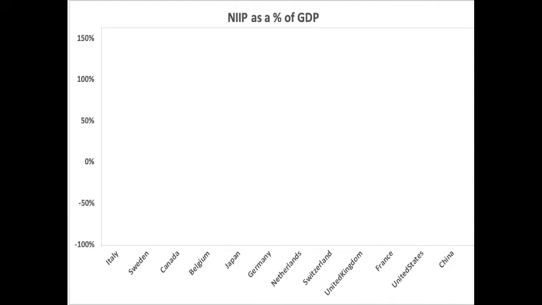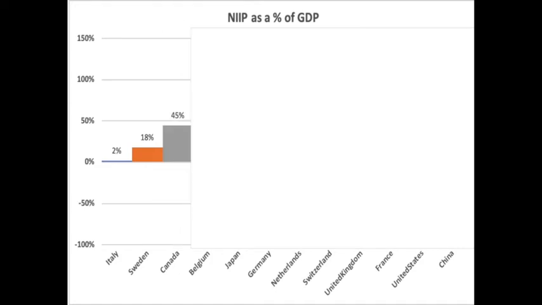When we take a look at NIP, what a surprise. We can go from 0 up to about 150. Oh, and we see negative numbers there. All right, let's dive into it. Let's see what's going on here. So we start off with Italy, running 2%. It's good. They own more than they owe. Not exactly eye-popping, but it's there. It's an achievement to have positive NIP. Sweden, 18%. So they own 18% more than foreigners own of them.